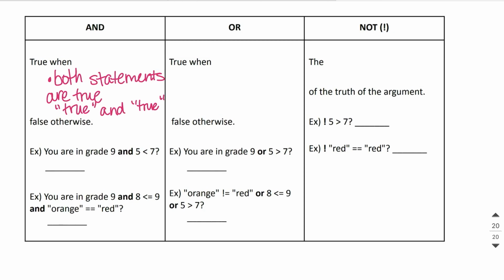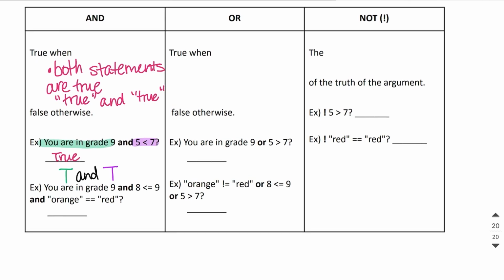So for example, you are in grade 9 and 5 is less than 7. Well, you are in grade 9 is a true statement, and 5 is less than 7 is also a true statement. And because they are both true, then the whole answer to this is true. This is a true statement.